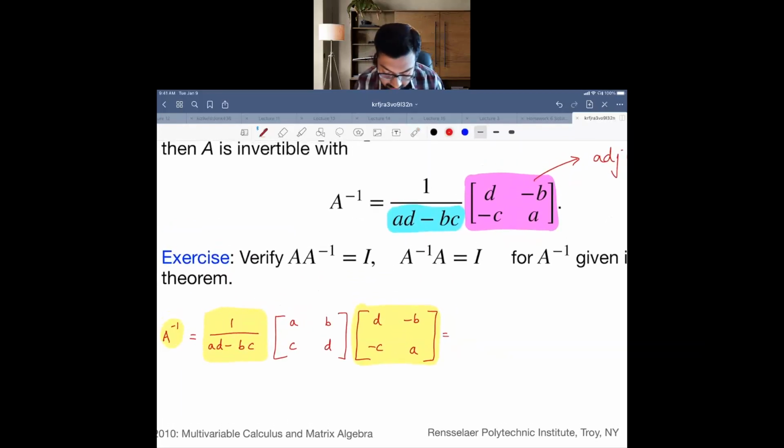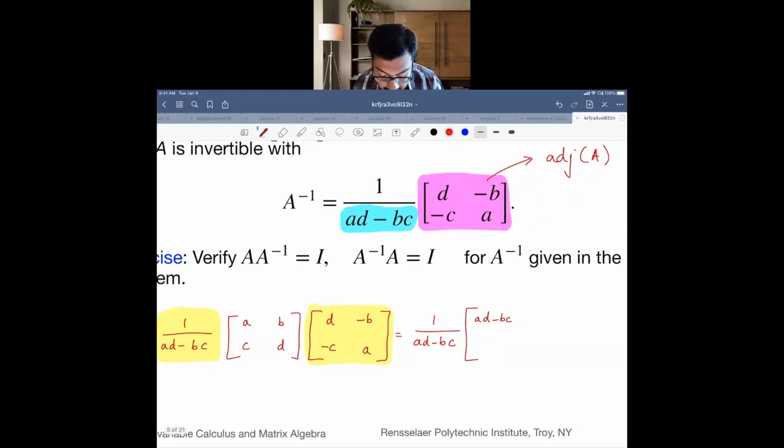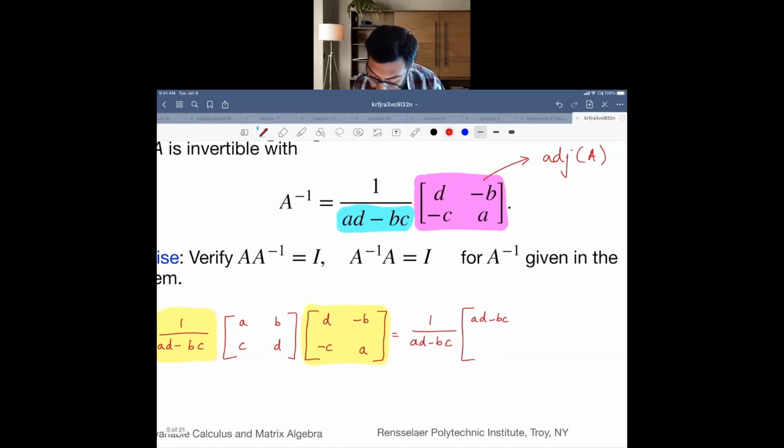So over here, what do I have? I have 1 divided by AD minus BC. That remains as is. And then I'm going to do a matrix multiplication. When I do that, first row, first column, dot product, I have AD minus BC for the first element. And then for the second element, what do I have? Minus AB plus AB, plus BA, whatever. And then I have CD minus CD. Next, I have minus BD plus AD.